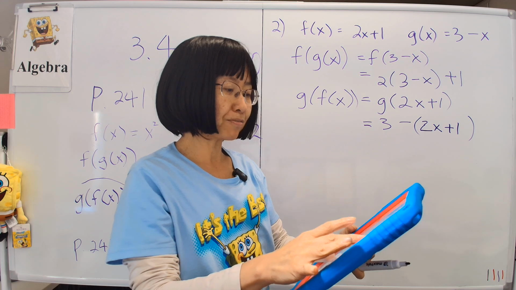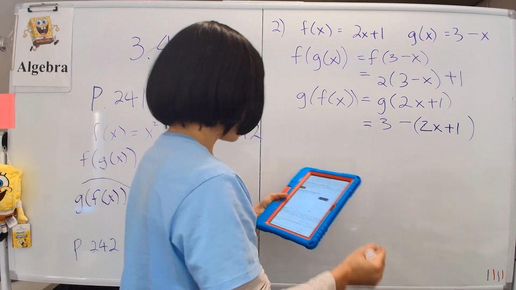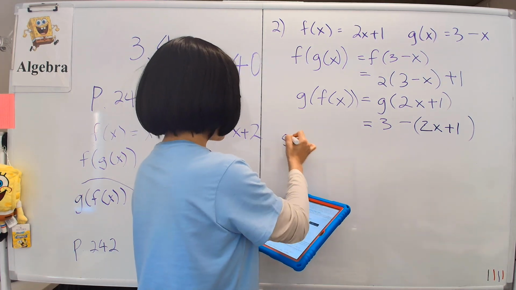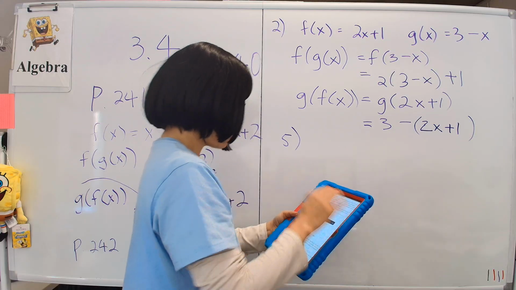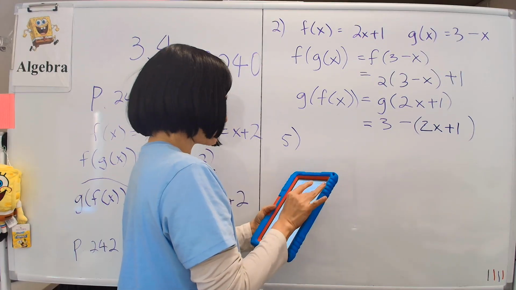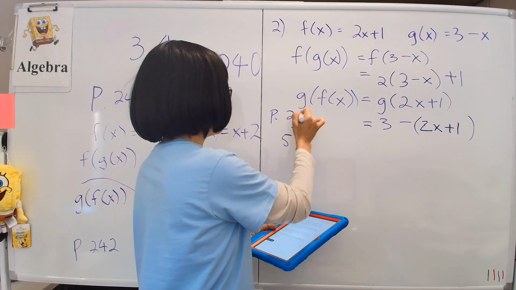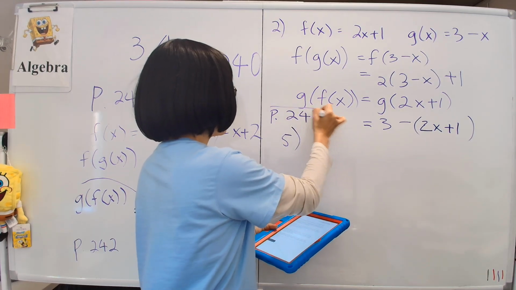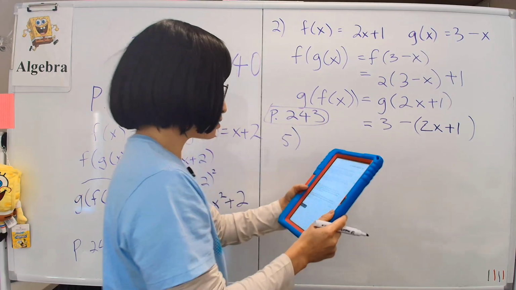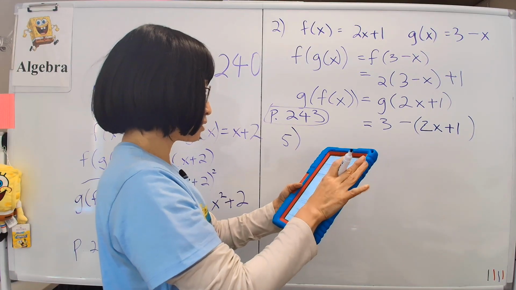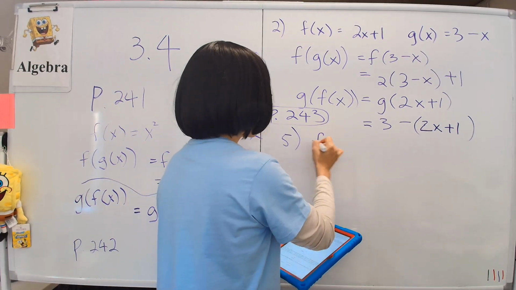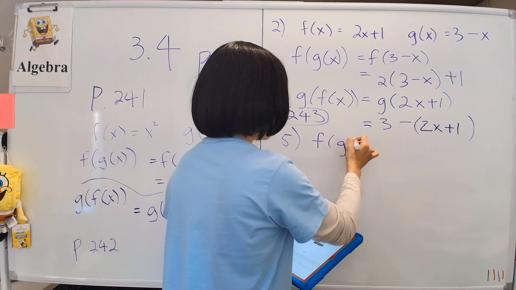Now in example 5, the first thing we're going to evaluate, this is example 5. I should write down the page number, we're now on page 243. All right, so example 5, we're supposed to calculate f of g of 3.